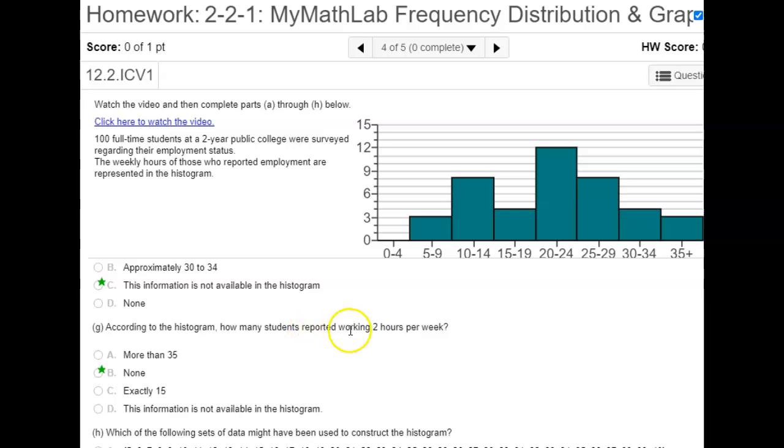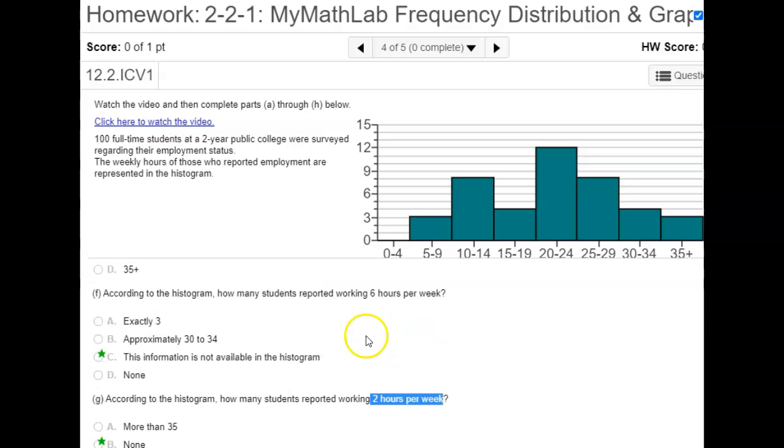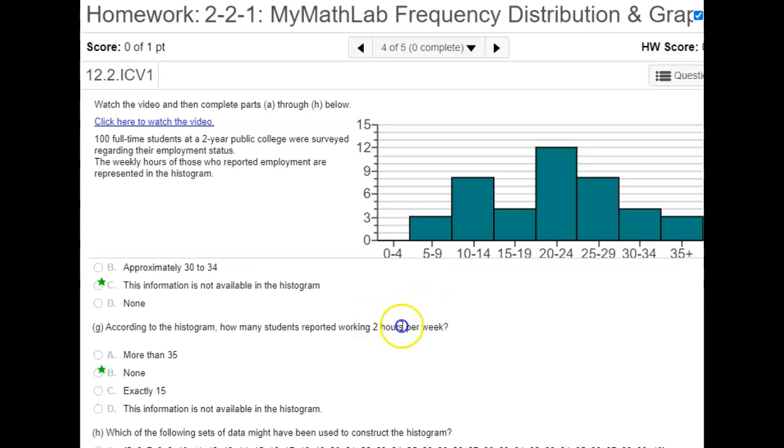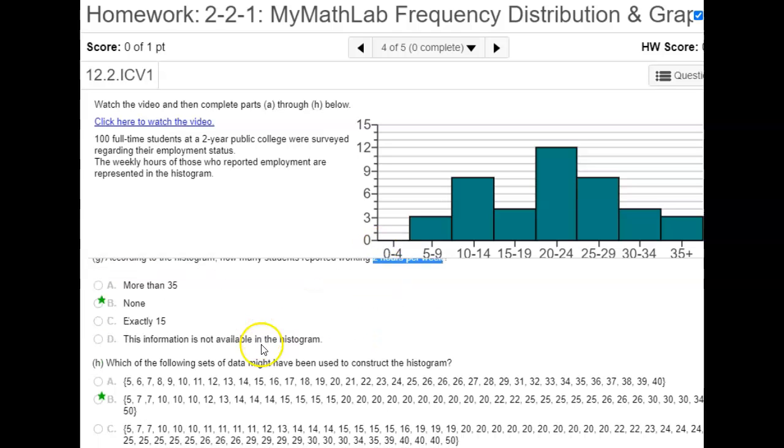How many students reported working 2 hours per week? Well, in our bucket of 0 to 4, since no students are in that, there couldn't have been any who reported 2 hours per week. So we can actually say that no students reported that, even though that is a specific data value of 2. We couldn't answer how many reported 6. We can answer how many reported 2 because we know there are 0 students in that entire bucket.